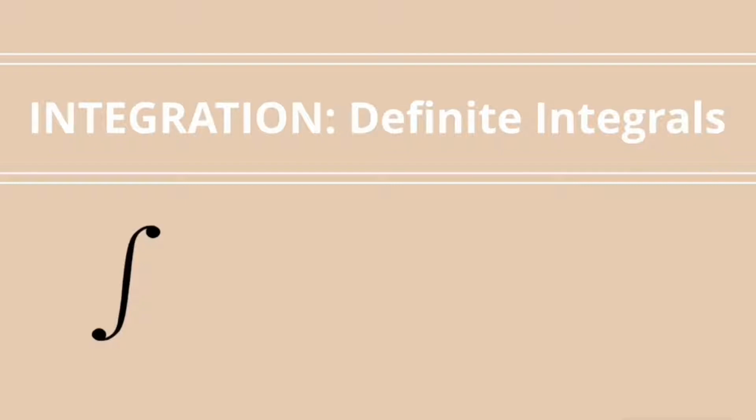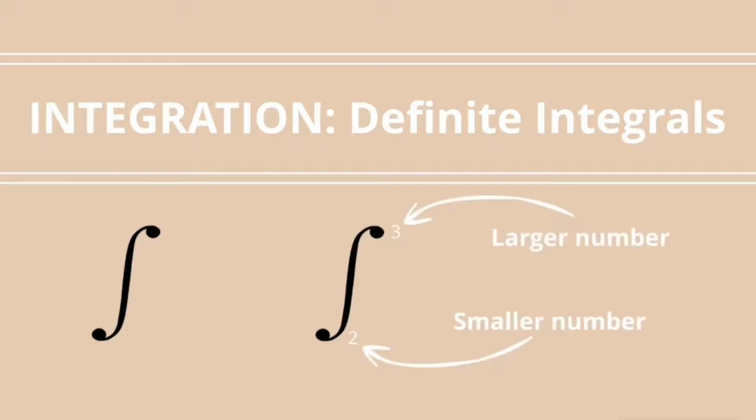This is the integral sign. When numbers are written at the top and bottom of the integration sign, it is a definite integral. When there are no numbers, it is an indefinite integral. The larger number always goes at the top and the smaller number goes at the bottom. The question will tell you the numbers and they can be any numbers.